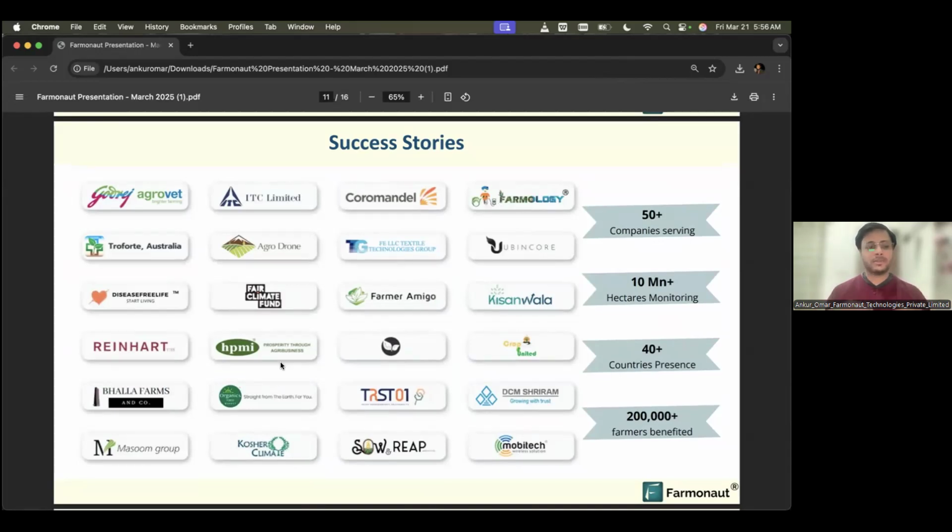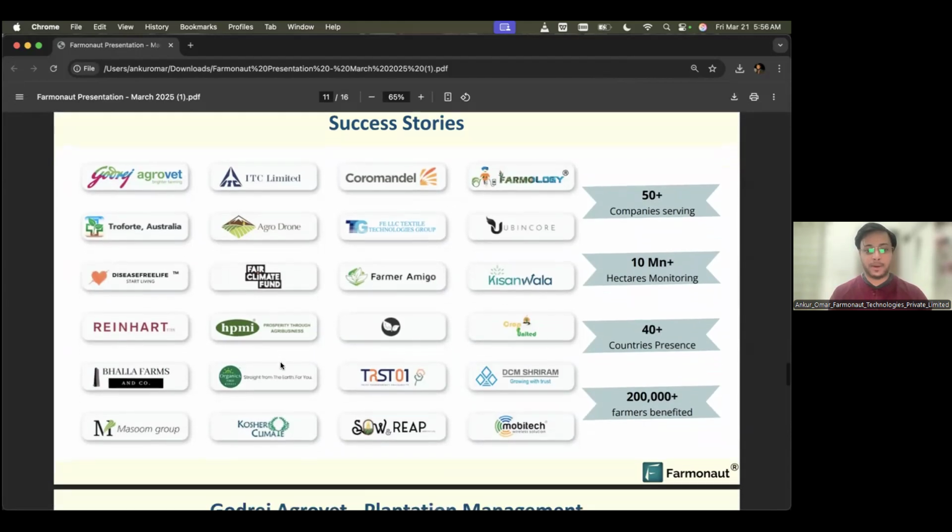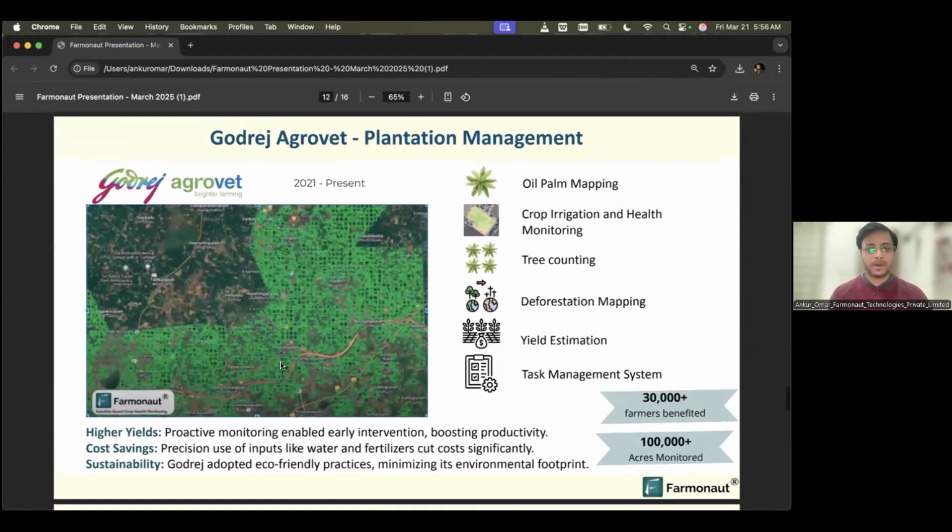We are working with more than 50 companies worldwide. As mentioned, we have farmers present in 40 plus countries. We have 200,000 plus farmers who have benefited from this system, and we are monitoring more than 10 million hectares of farmland worldwide. Coming to one such example, there's a company named Godrej Agrovet.